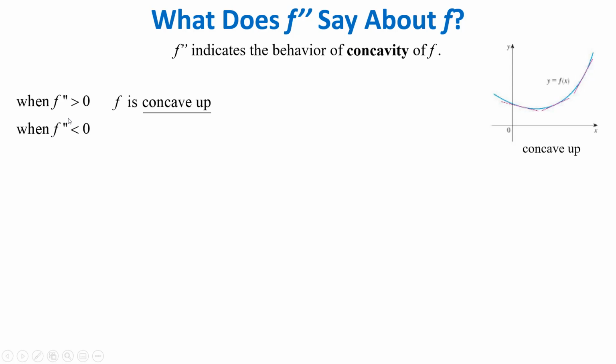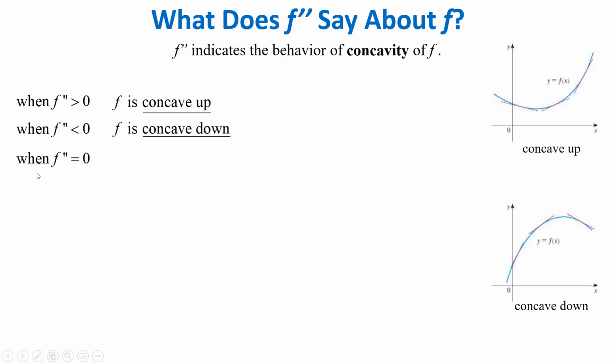And when f double prime is negative, that indicates that f is concave down for whatever that interval is. Concave down looks like this. Literally looks like a sad face. It's down. And when f double prime is equal to 0, well, at that value of x, and it'll be an individual point, not an interval, then that's where f has what's called an inflection point.